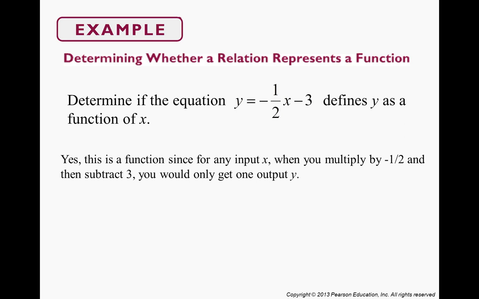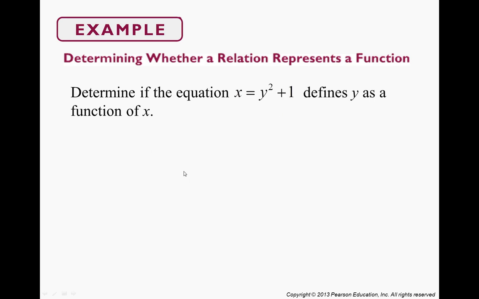This is a line, and there is no way you can input a value for x and get out a different value for y than when you previously inputted that number. So if I plug in 1 for x, I will always get out -3.5. I can't put in 1 for x and get out anything different than that. So this is a function.